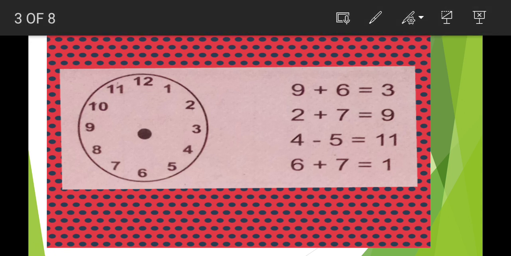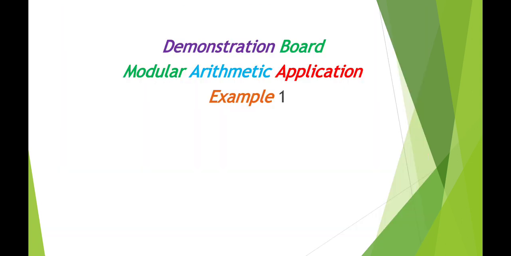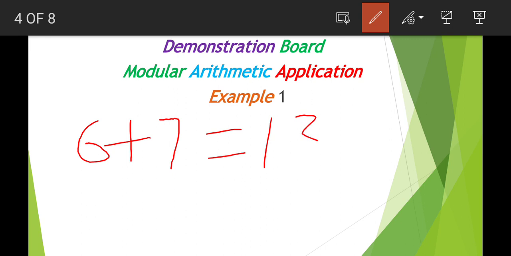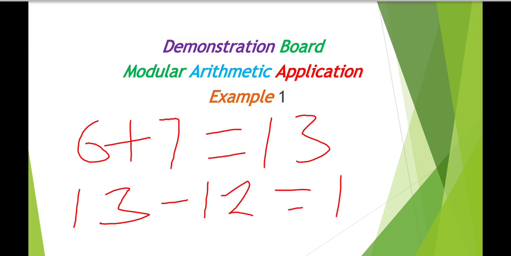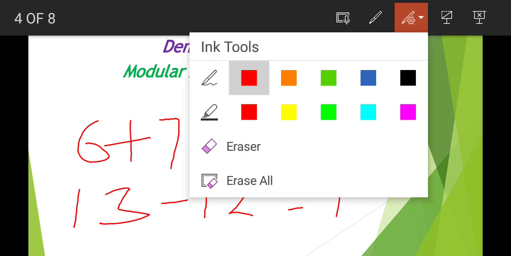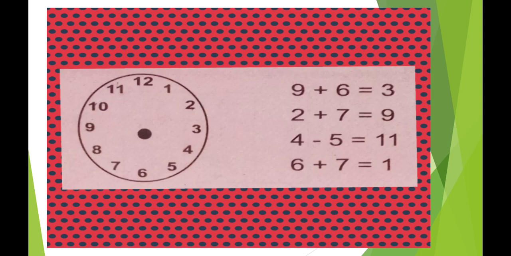That leads us straight to our demonstration board. We have 6 plus 7. 6 plus 7 gives us 13. Then 13 minus 12, which is the modulo we are working with, is equal to 1. So that's how the 1 was gotten. I guess it's very understandable.